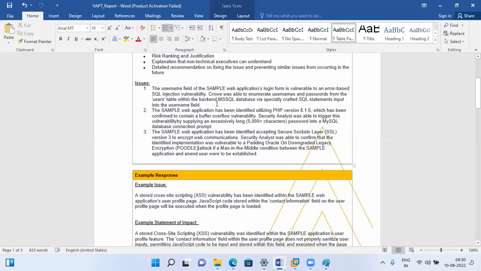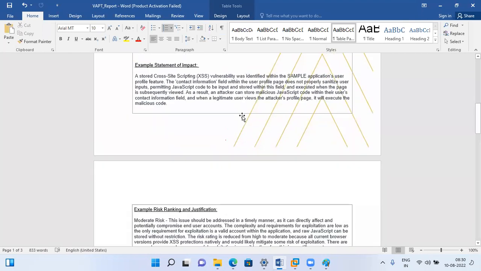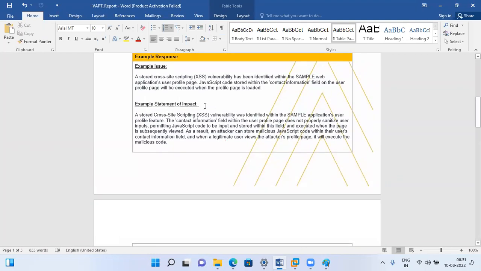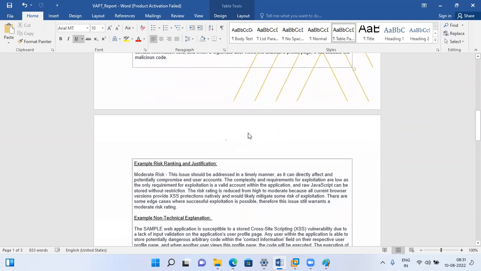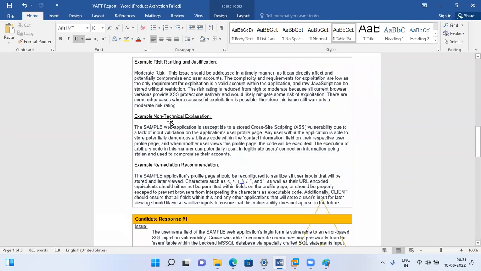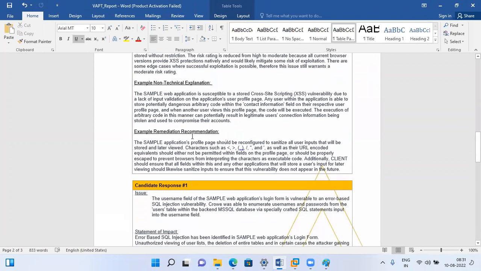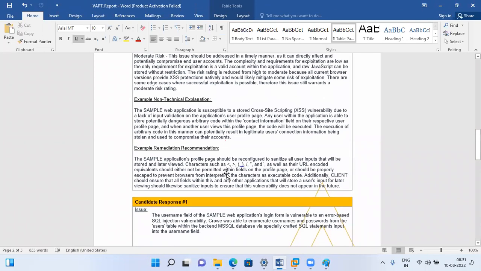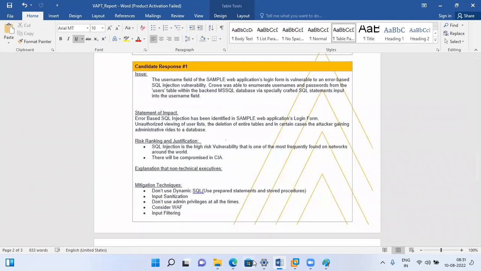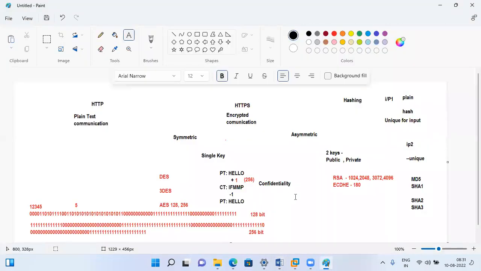I'll give you the vulnerability. This is the real-time work, how you have to do it. The first one is about SQL injection vulnerability. You need to list down the impact you need to put, and what is the risk, non-technical explanation, and remediation. Remediation means what? So these details you have to prepare.